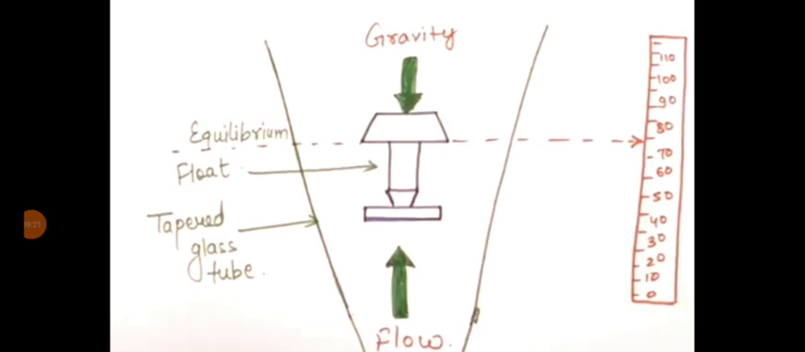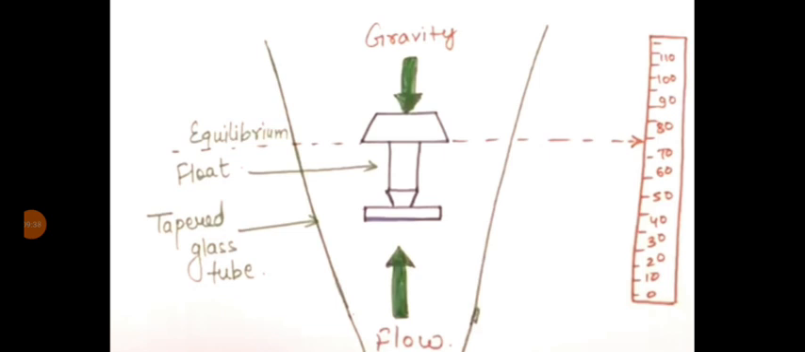So here we have a tapered glass tube. This is the variable cross sectional area, so this is also known as a variable area meter. The rotameter is also called a variable area flow meter. Here the change in the cross sectional area changes the flow rate.